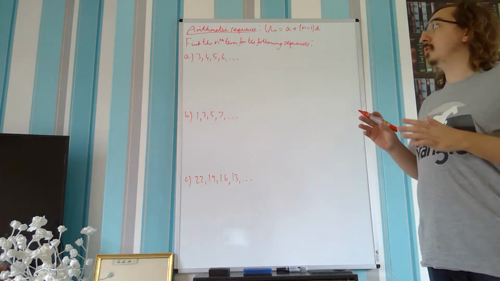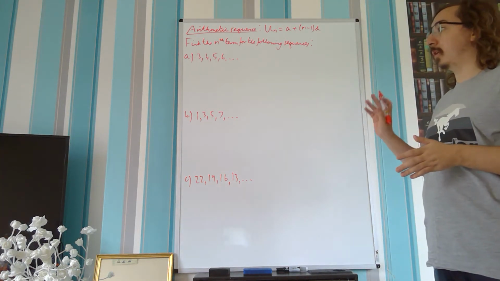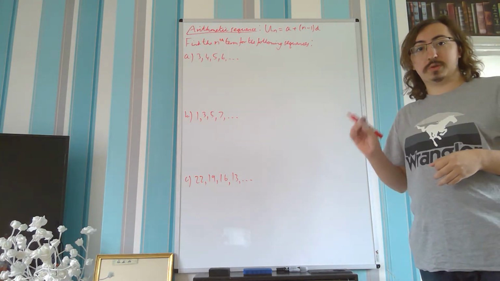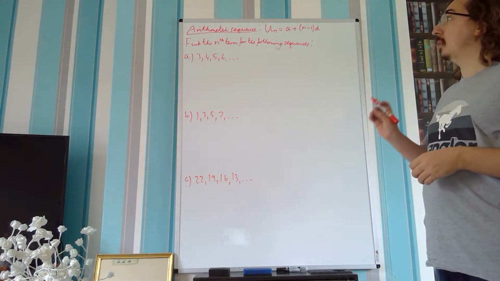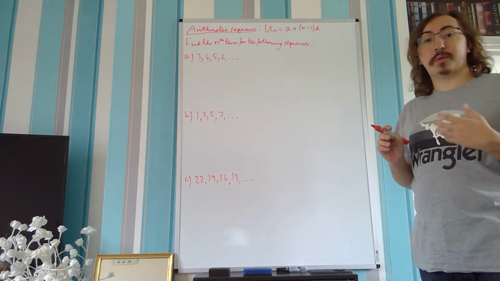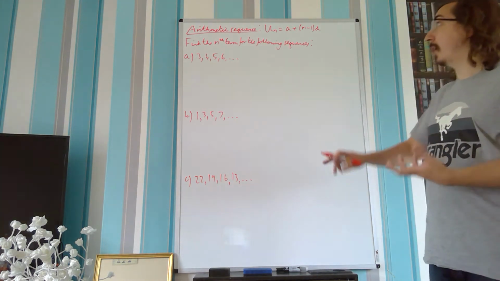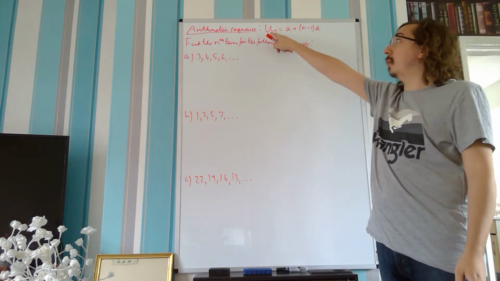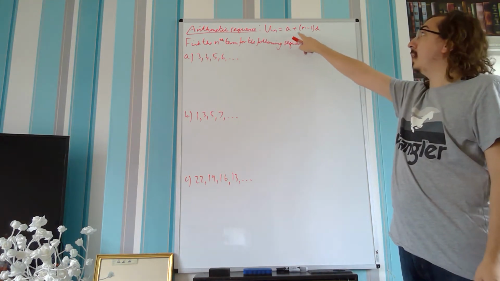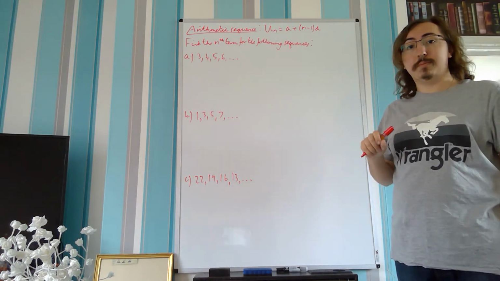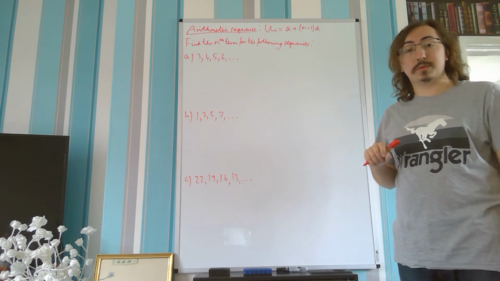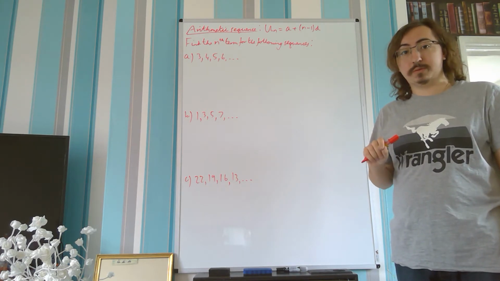For this problem, we want to find the nth term for the following three sequences. So we're going to do one at a time. Now, all of these sequences are going to be arithmetic sequences. So to find the nth term, we're going to use the formula that un is equal to a plus n minus 1 times d, where a is the first term of the sequence and d is the common difference.